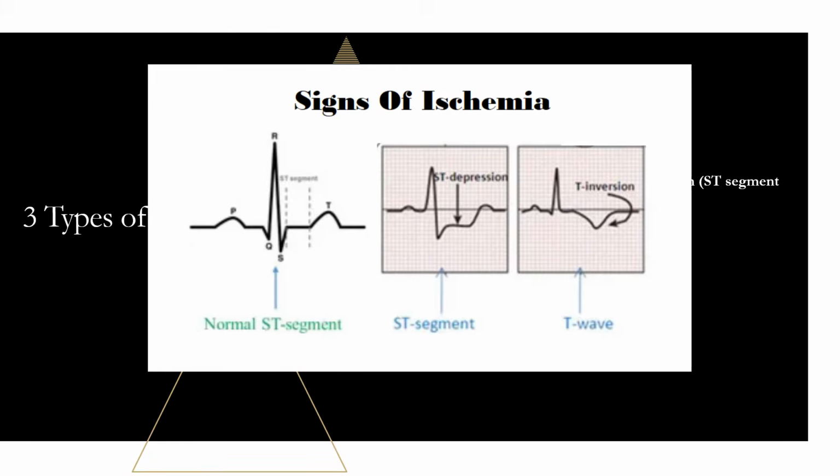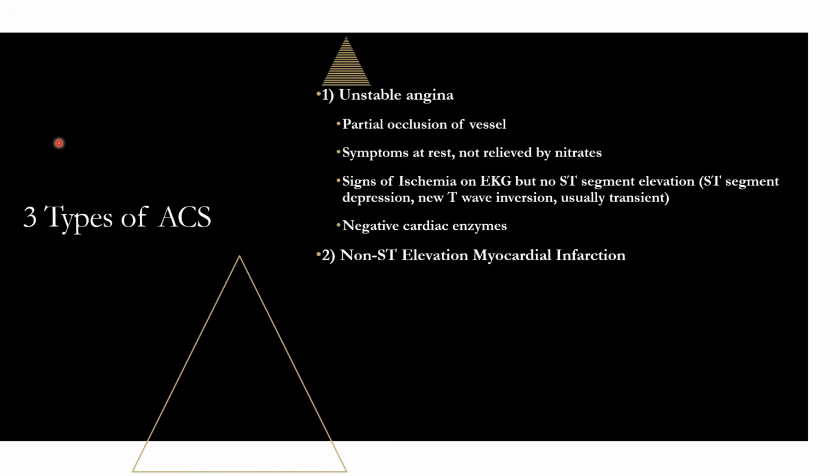Now, this is what your normal ST segment looks like, and these are some signs of ischemia that you'll see in unstable angina and your NSTEMIs as well. So this is ST depression you can see here, and then this is your T-wave inversion. These are some things you may see in an EKG with a patient who has unstable angina. Now let's move on to your NSTEMIs, your non-ST elevation myocardial infarction.